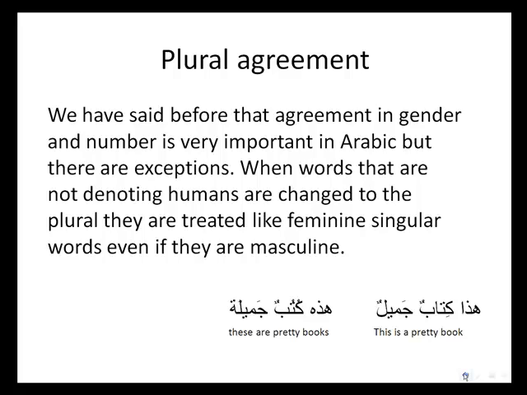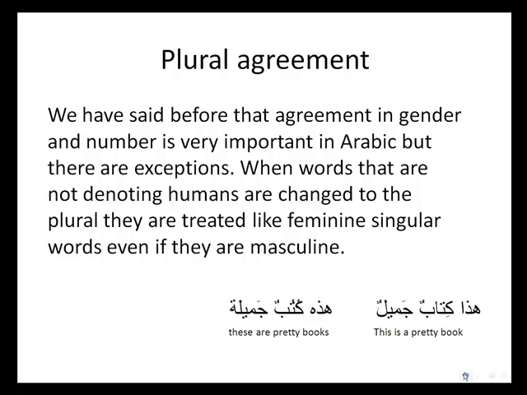If we're talking about things in the plural, we just add a feminine singular adjective. It doesn't matter if the word is masculine or feminine when it's singular. When it's plural, we treat it as feminine singular anyway. We have an example here. هذا كتاب جميل. This is a pretty or beautiful book. Okay, fine. هذا is masculine because kitab is masculine, and جميل is also masculine because kitab is a masculine word.